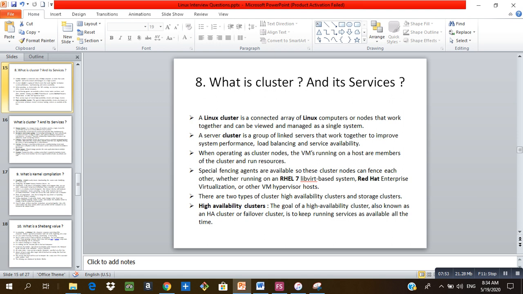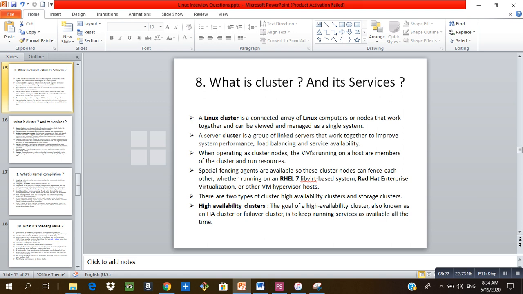So a Linux cluster is a connected array of Linux computers. Array of computers means that there will be multiple computers or nodes that will work together and can be viewed and managed as a single system. For example, there will be 10 systems connected together, and they can be viewed and operated as a single system. But behind there are 10 systems working together. That is known as a cluster.